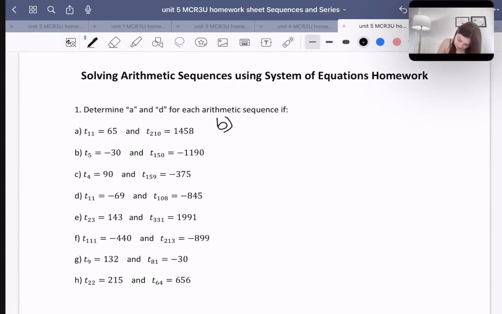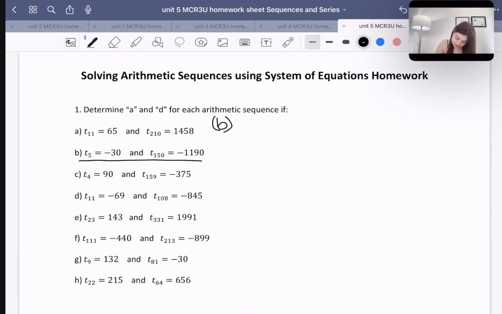Okay, so let's do B. So for B, we know that the fifth term is negative 30, and the 150th term is negative 1,190. Okay, well, right away that tells me that D is going to be negative here, because near the beginning of this sequence, we have negative 30, and then we have a much more negative number a lot further down the road. So that tells me right away that our difference is going to be a negative number.